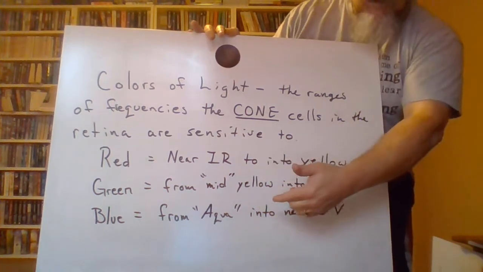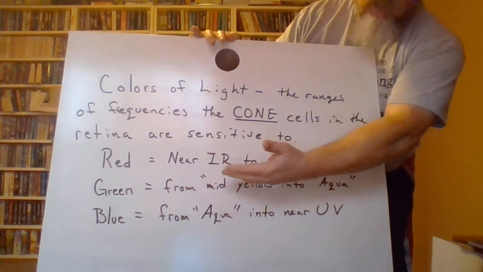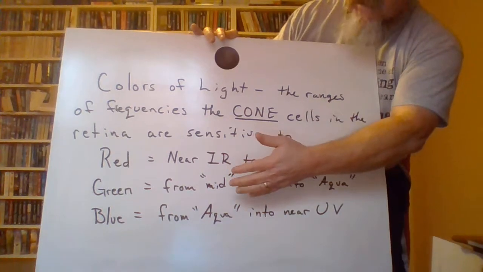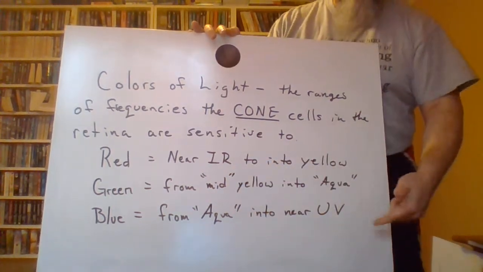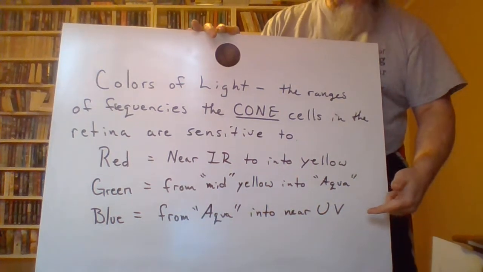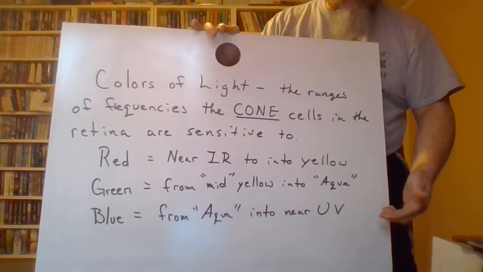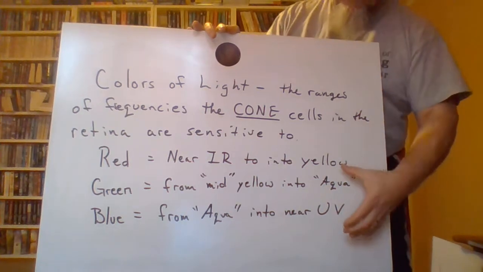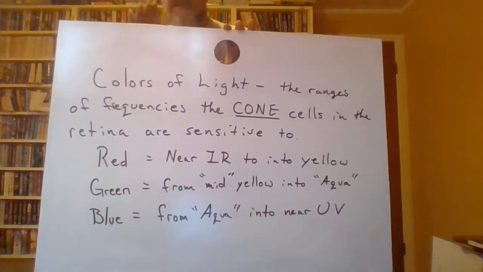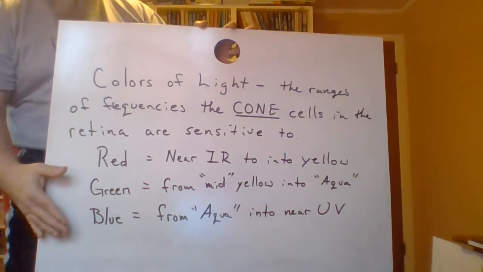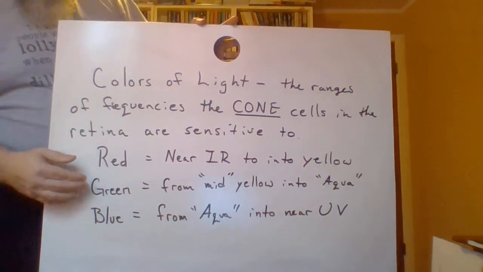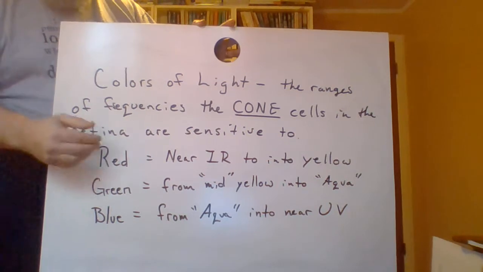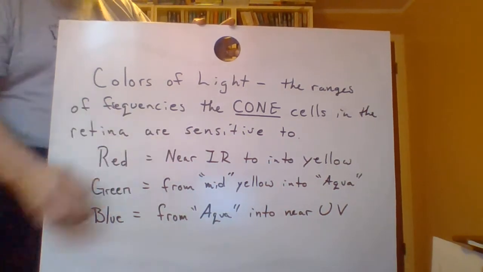The blue cone cells respond from that aqua range, that near green-blue color, all the way through the violet to the near ultraviolet wavelength of 780 terahertz. So the three cone cells in our eye are responsible for the range of frequencies that we can see, and they let us know what color of light is reaching the eye.